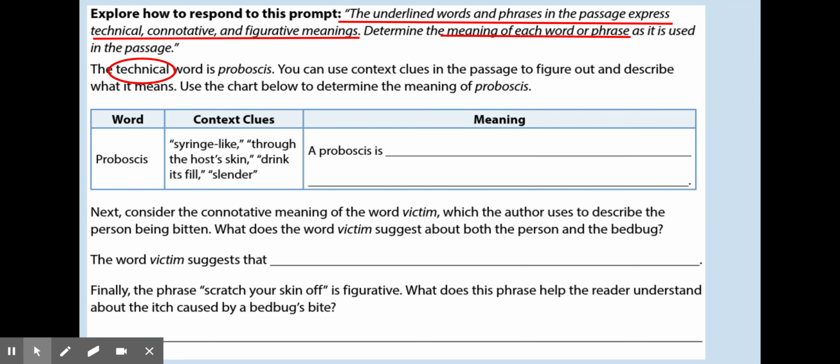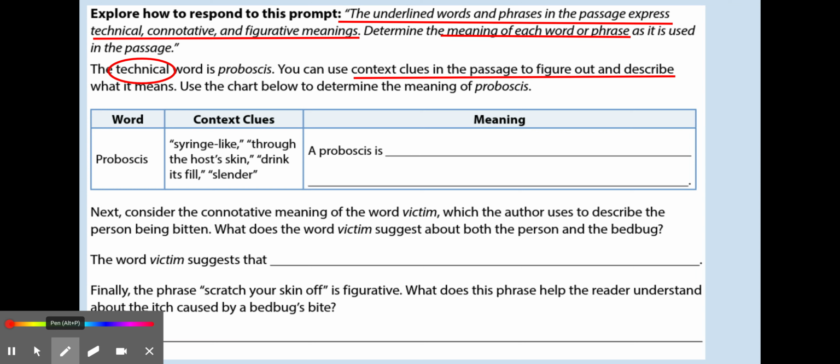Technical word is proboscis, okay? You use context clues in the passage to figure out and describe what it means. And we're going to use the chart below to determine the meaning of proboscis. Now, proboscis, if I'm saying it wrong, correct me, send me a video, 5 bonus points for the first one to do it right. Now, the thing is that it gives us context clues.